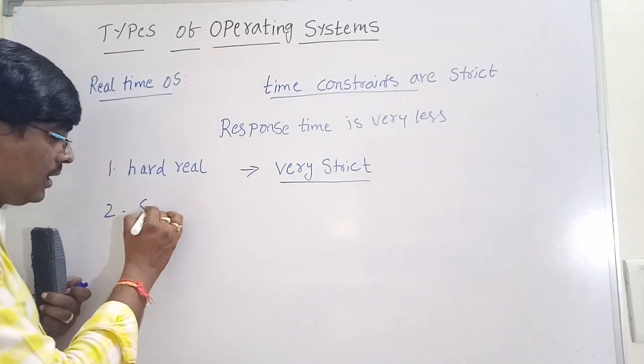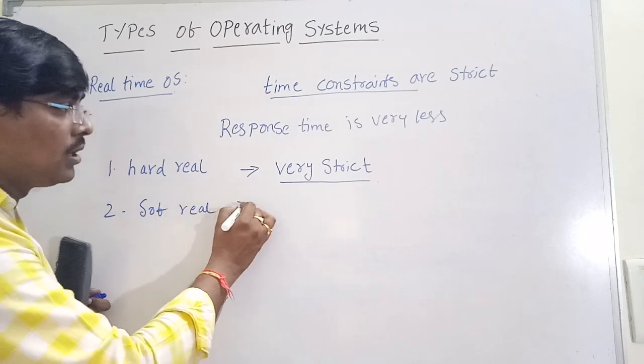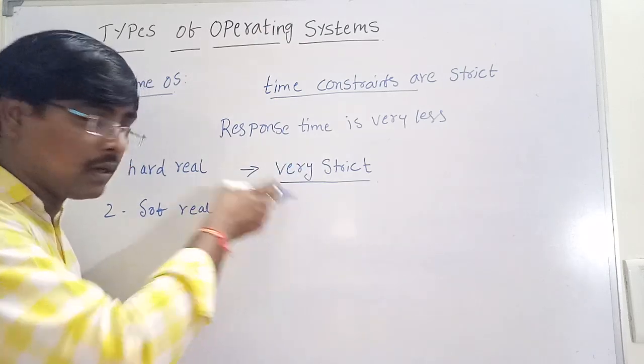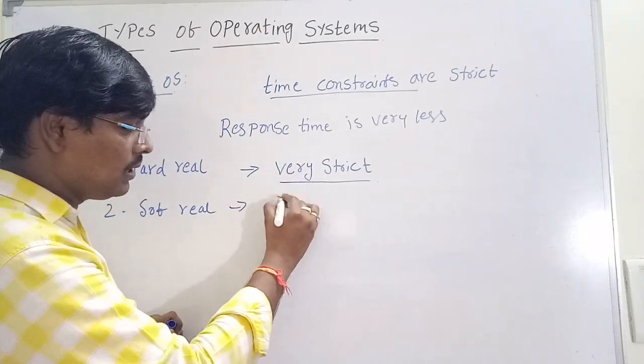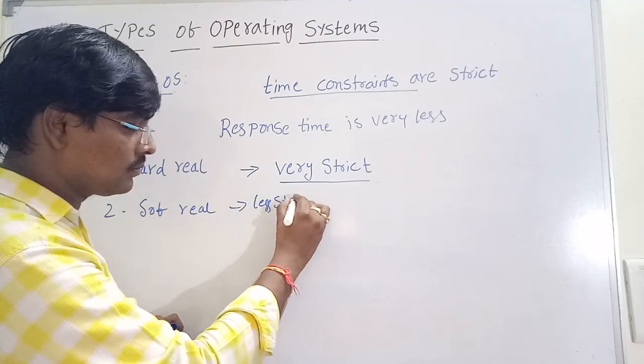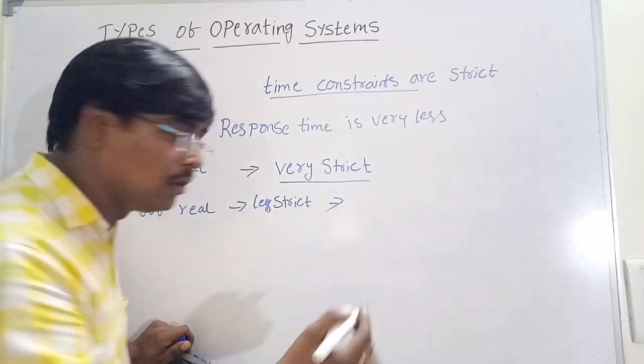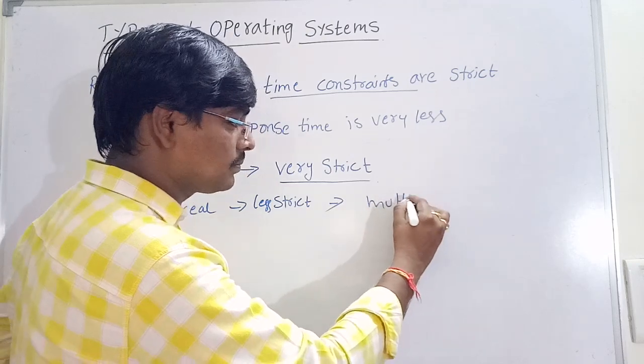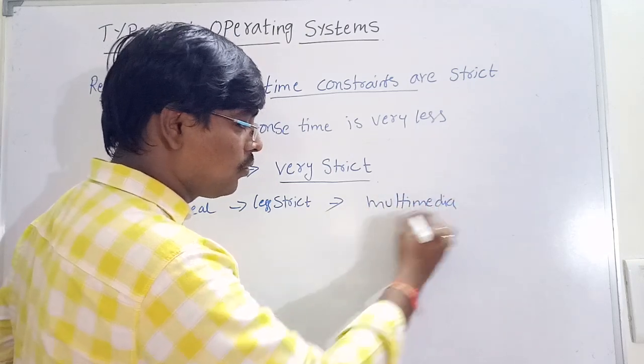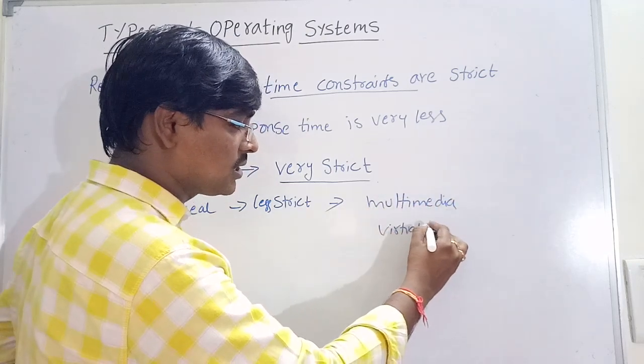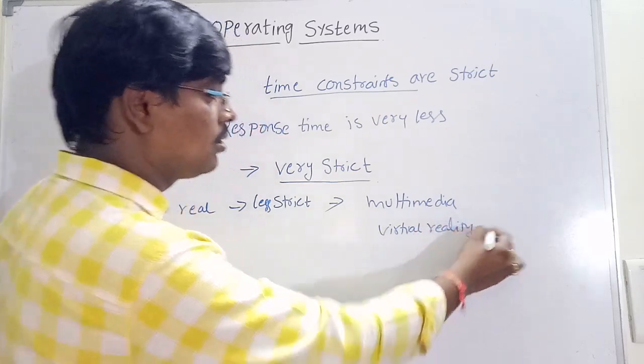Soft real-time system means that even though it is strict, remember, it is less strict. For example, multimedia and virtual reality. So no problem.